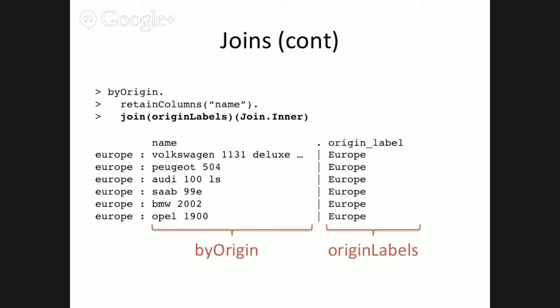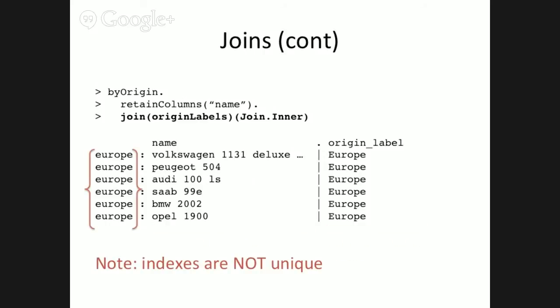Here, this column came from the by-origin frame, and this column came from the original labels frame. That's kind of the main reason why the indexes are not unique. Whenever we're doing joins or anything, we're doing it based on the row keys. And if all our row keys were unique, joins would be pretty boring.